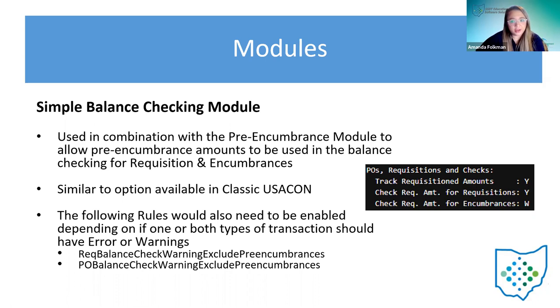This is why I'm thinking that, like what Carrie asked about, you would need to have the pre-encumbrance module on, because I do know in Classic, for these second two options, you didn't have the option to say yes or to put a warning unless this first one was yes. So it very well could work the same in redesign. I'm sorry, I just wanted to make a note about that as well. Specifically for these balance checking options, this is used in combination with that pre-encumbrance module, and it'll allow those amounts to be used in the balance checking for requisitions and for encumbrances. These are the rules that can be enabled, and that will depend on whether you want errors or warnings.